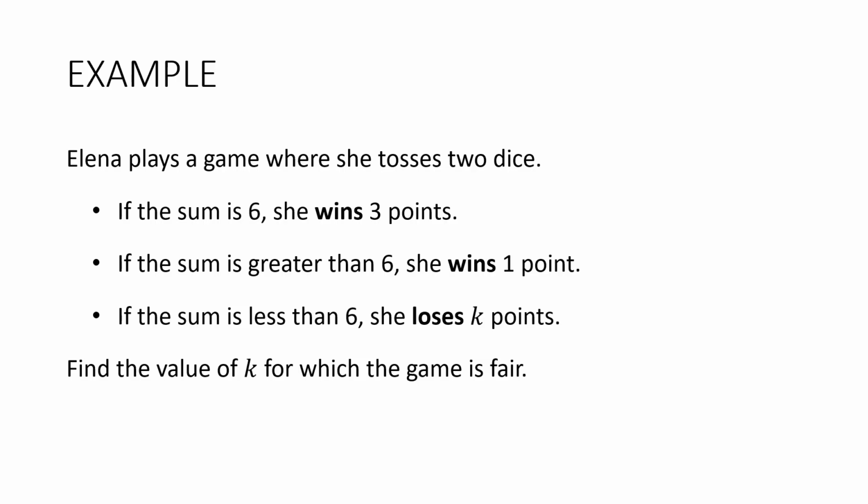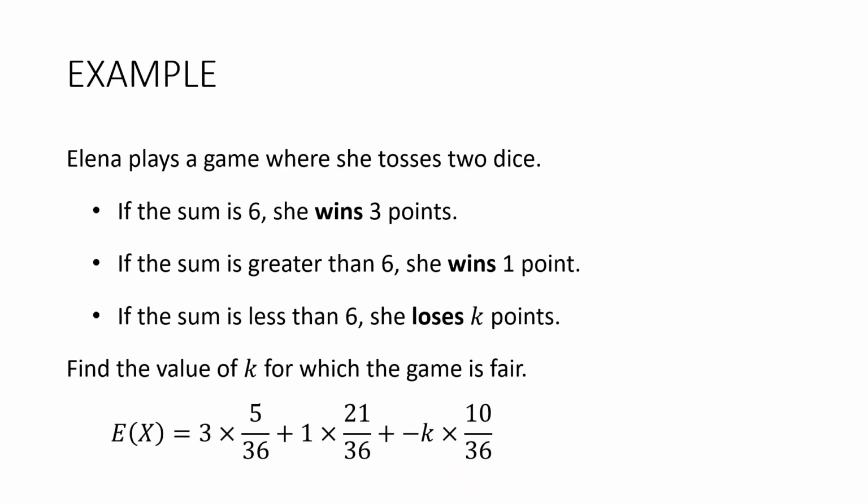So we need to work out the expected value. We're going to do 3 times the probability that the sum is 6, plus 1 times the probability that the sum is greater than 6, plus negative k times the probability that the sum is less than 6. And we worked those out in the previous slide. So we have this equation. 3 times 5 on 36 plus 1 times 21 on 36 plus negative k times 10 on 36. And that has to equal 0.